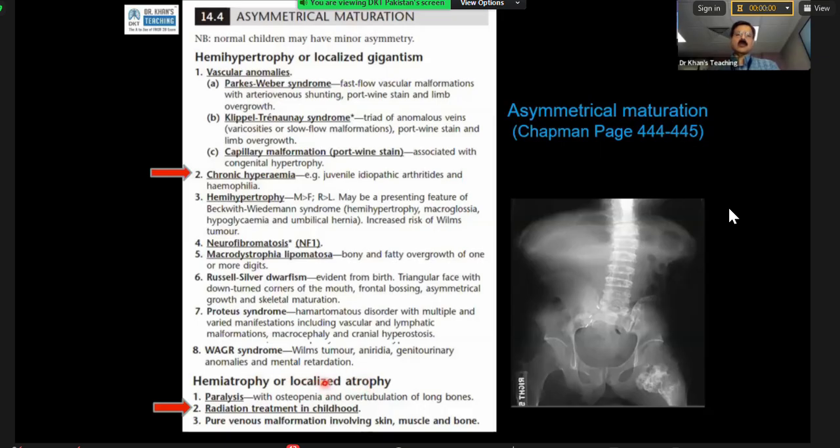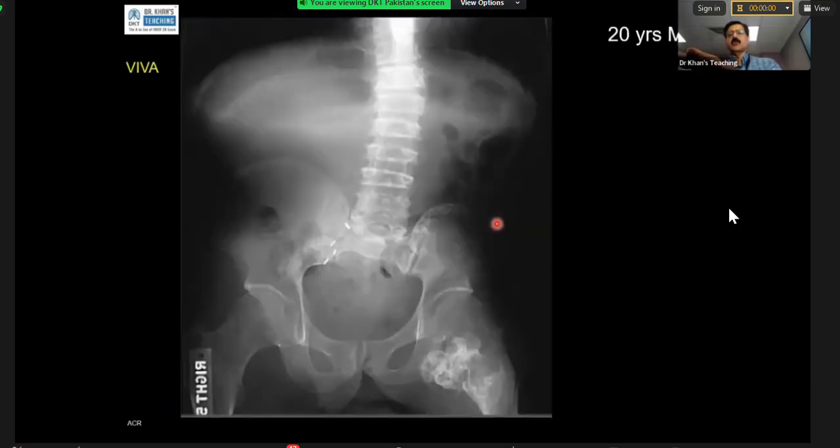You must develop your eyes on this. Radiation treatment in childhood. This is what it causes. So what happens in radiation treatment in childhood? Radiation causes a sort of small vessel ischemia, a vasculitis type of a thing, small vessel, and that is why there can be atrophy.